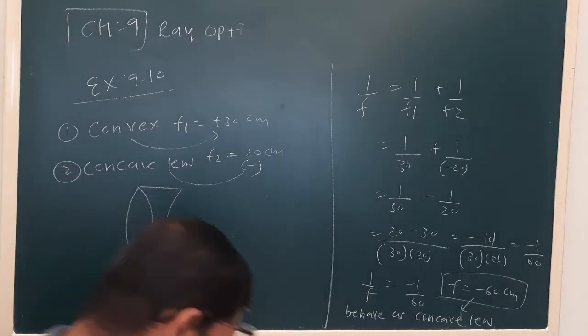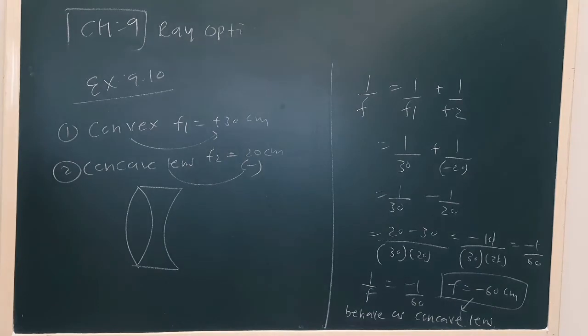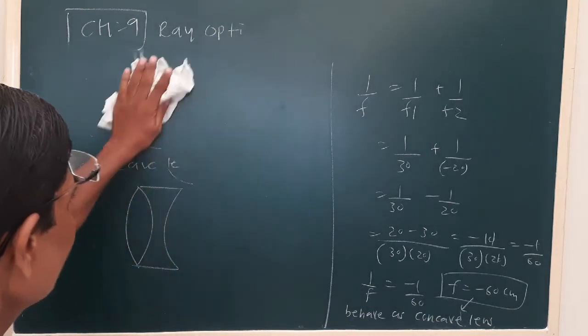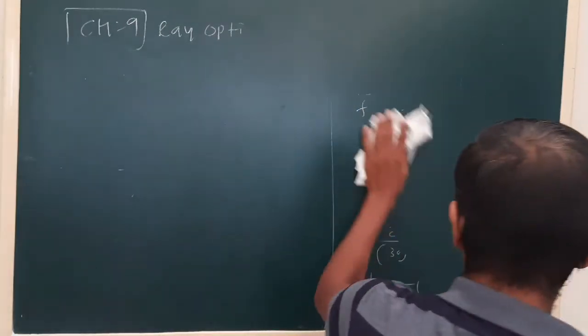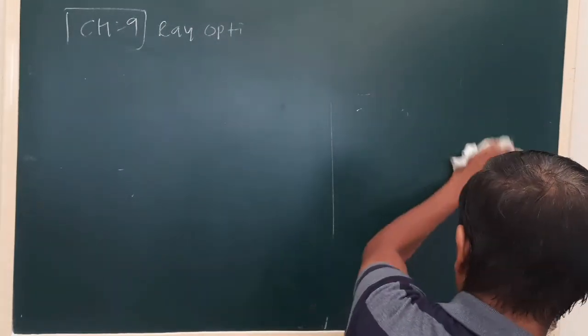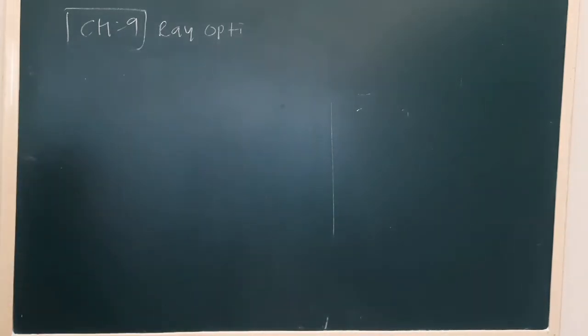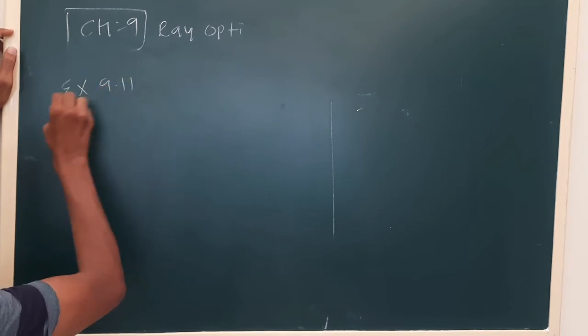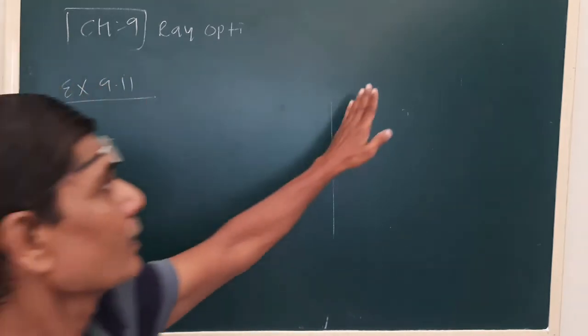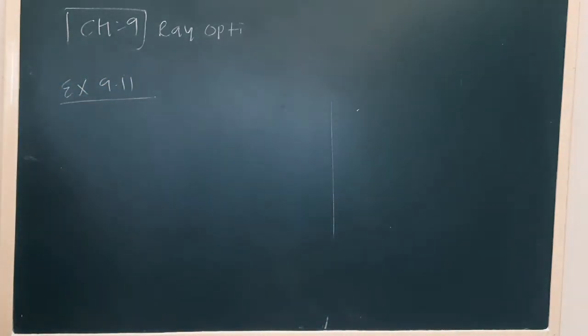Now see here, two lenses are in contact, and we have obtained the equivalent focal length. Now next we have to see the exercise sum number 9.11. Now these are important ones for the competitive part.